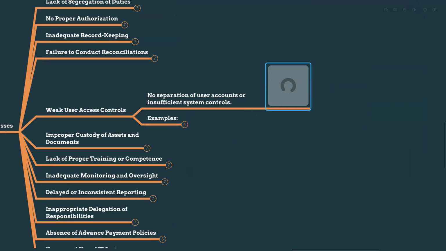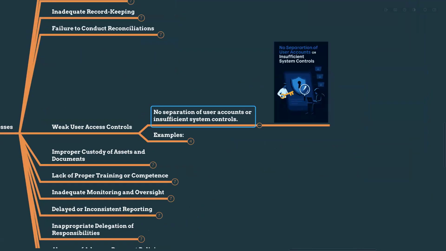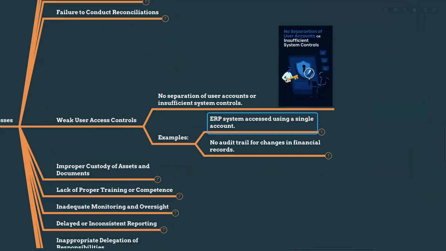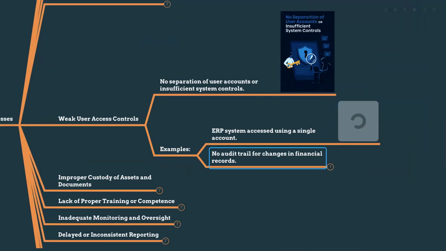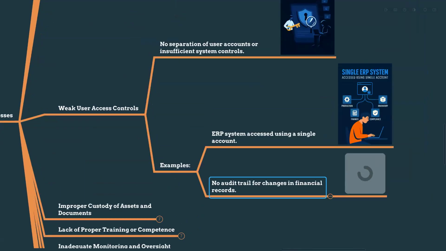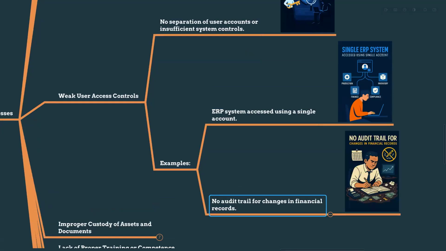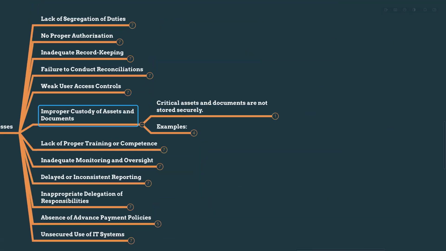In questions, they will again and again repeatedly talk about the same user account, a single user login and password used by all people. So the example is an ERP system accessed using a single account. No audit trail. Audit trail means who made which change. It should be recorded, right? Those things should happen.